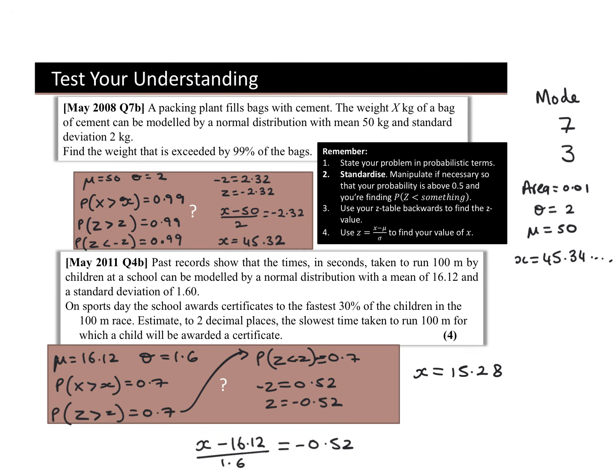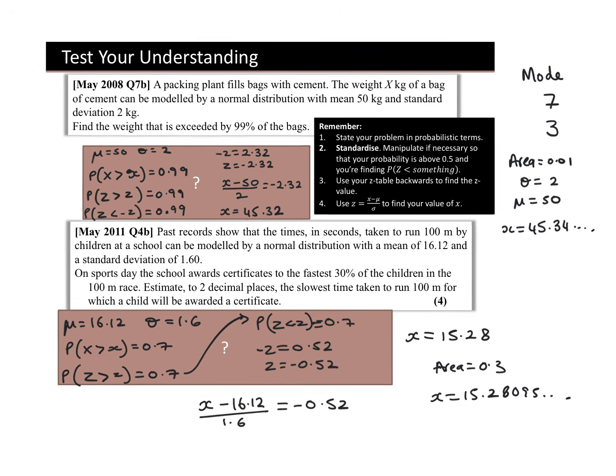Mode 7, 3. Now, it wants the top 30%, so my area is still 0.3, because that's the area I'm looking for. My standard deviation is 1.6, and my mean is 16.12. I press equals, and my x value is 15.28095, I know I'm correct.